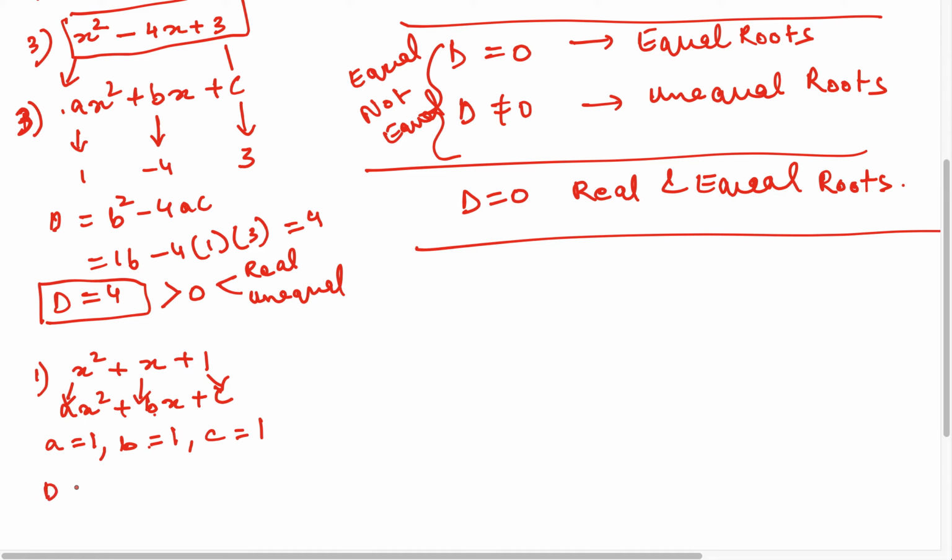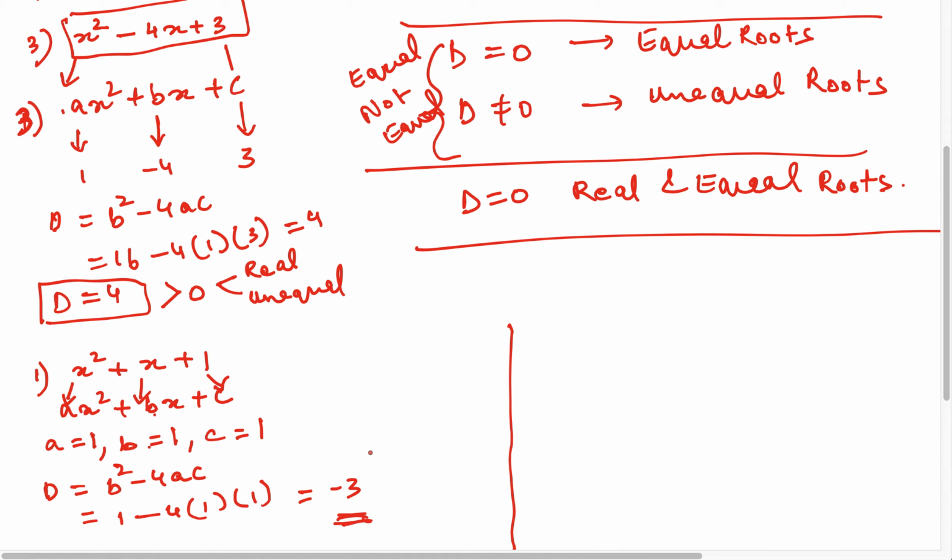Now what is the value of d? D is equal to b square minus 4ac, and this will be equal to 1 minus 4 into 1 into 1, which is equal to minus 3. Now you see d is equal to minus 3. The moment d is less than 0, what do we know? The roots are not real, and not equal. I hope you understood. I've taken an example wherein d is greater than 0, and an example where d is less than 0.